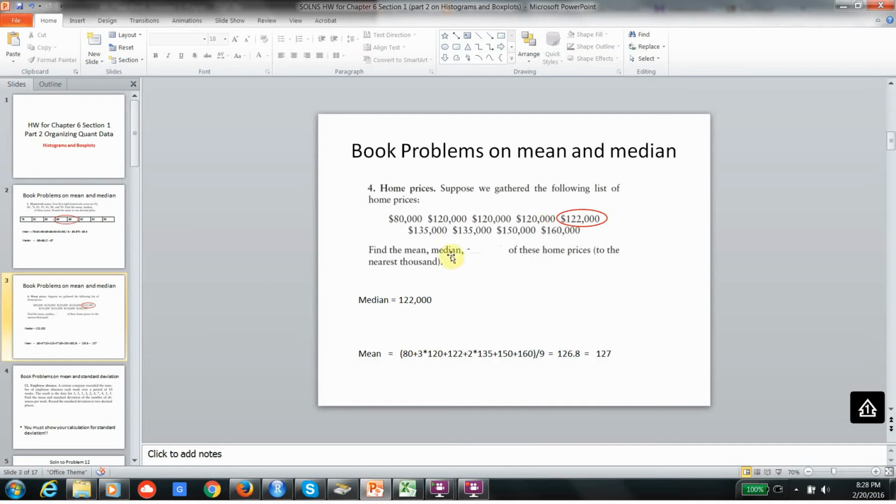And finally, I'm going to find the mean. So I'm going to add up all these data values. And notice I don't have to put thousands because they're automatically all going to be in thousands. I'm going to leave off the 0, 0. And instead of adding 120 3 times, I'm just going to say 3 times 120. So that'll make the calculations a little quicker. I take that sum, divide it by 9, and I'm going to get 126.8, which rounded to the nearest thousands, because this is in units of thousands, is going to be 127.